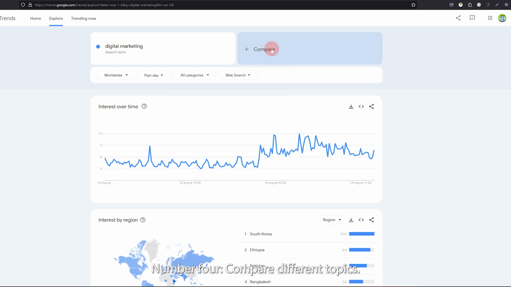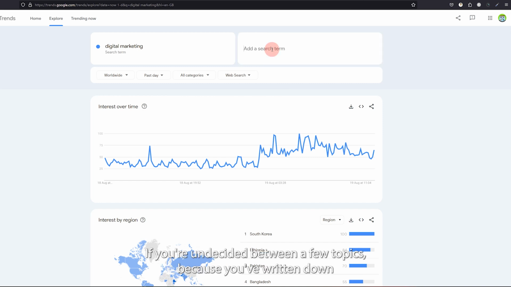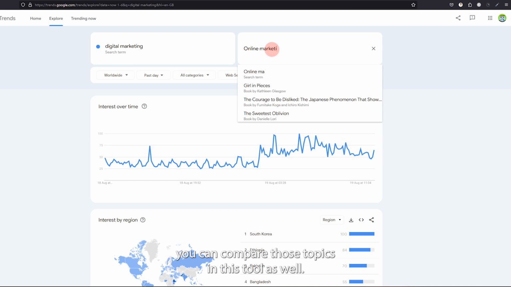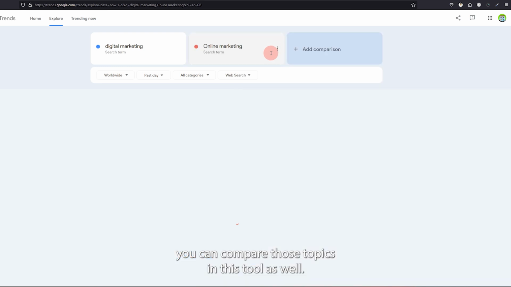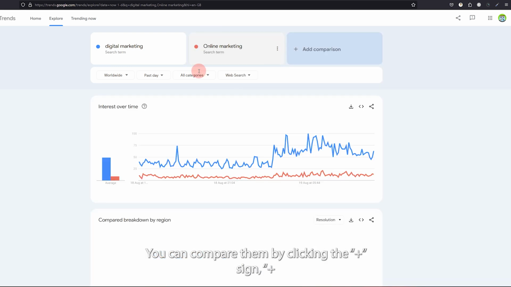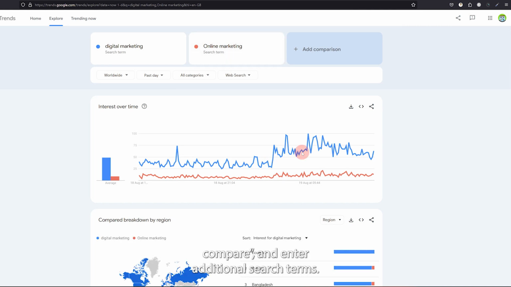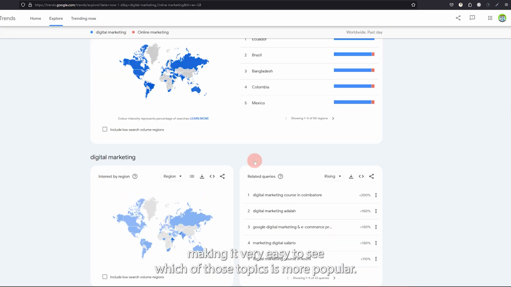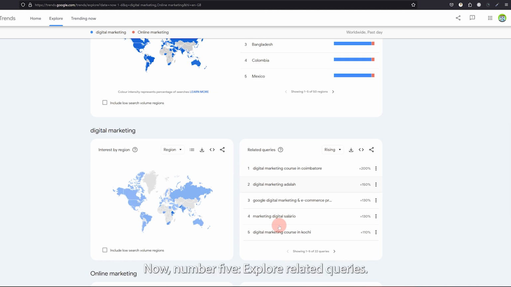Number 4, compare different topics. If you're undecided between a few topics, because you've written down a top 2 or top 3, if by now you haven't made your decision yet, you can compare those topics in this tool as well. You can compare them by clicking the plus sign, plus compare, and enter additional search terms. Google Trends will display the comparison in the same graph, making it very easy to see which of those topics is more popular.